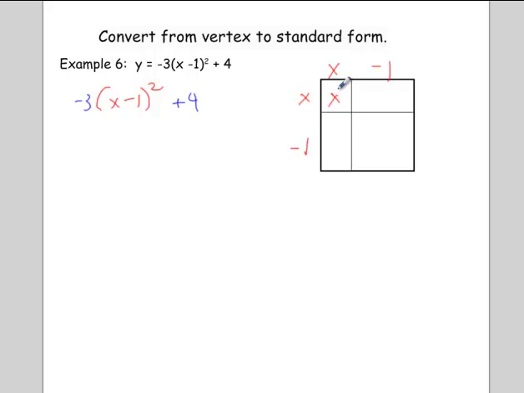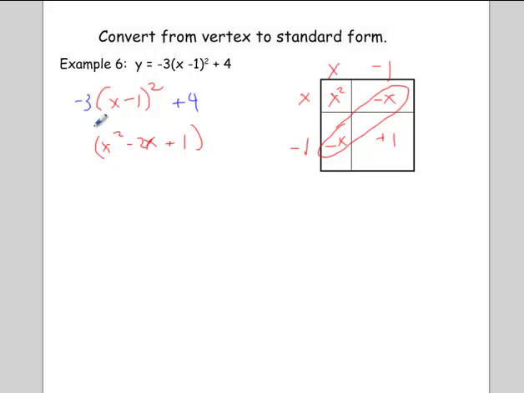x squared for this box, minus x, plus 1. I could have just written a 1, but plus 1 because a negative times a negative is a positive. In this diagonal, like terms combine. So this (x minus 1) quantity squared simplifies to be x squared minus 2x plus 1.